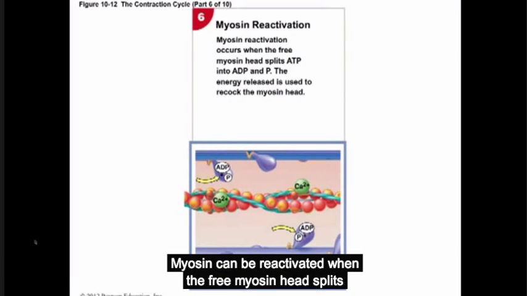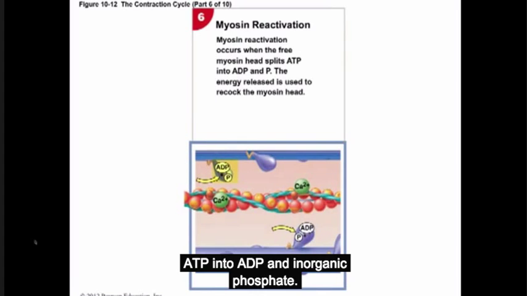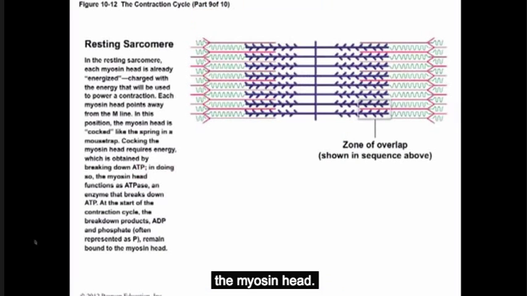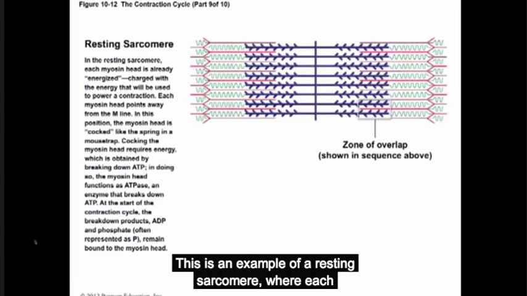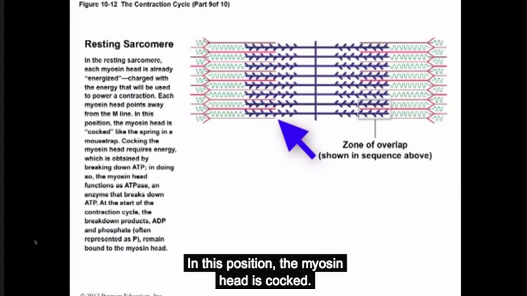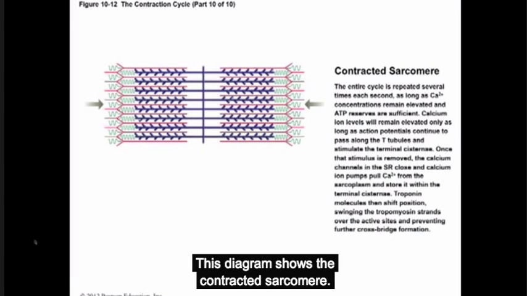Myosin can be reactivated when the free myosin head splits ATP into ADP and inorganic phosphate. The energy released from this hydrolysis is used to recock the myosin head. This is an example of a resting sarcomere where each myosin head is already energized or charged. See how each myosin head is pointing away from the M line. In this position, the myosin head is cocked. This diagram shows the contracted sarcomere.